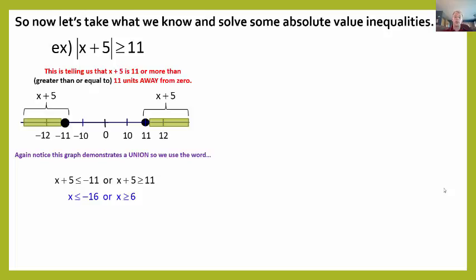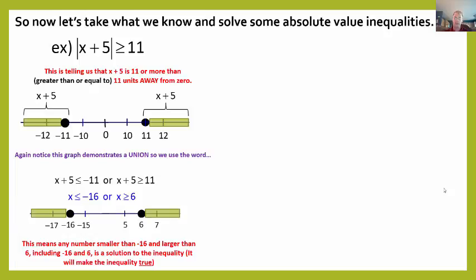And this gives me two inequalities, the same way we had two equations with our absolute value equations. We're always going to have two inequalities with our absolute value inequalities. Then I can solve and get x is less than or equal to -16, or x is greater than or equal to 6, and then I can graph the solutions. So what this is finally saying is any number that is smaller than -16 or larger than 6, including -16 and 6, will make the original inequality, the one we started with way up at the top with the absolute value bars, true. Those are our solutions. And we needed to create those two inequalities to get that.